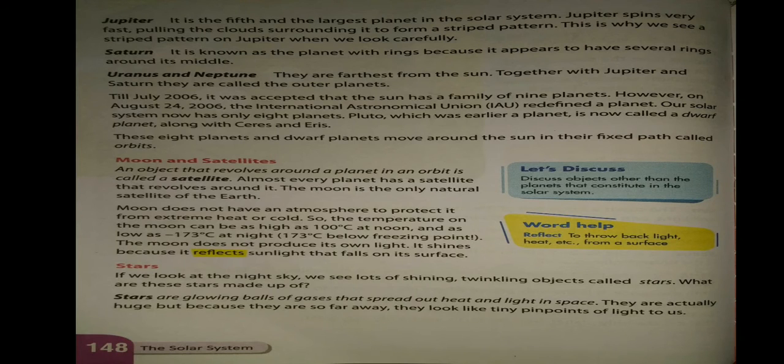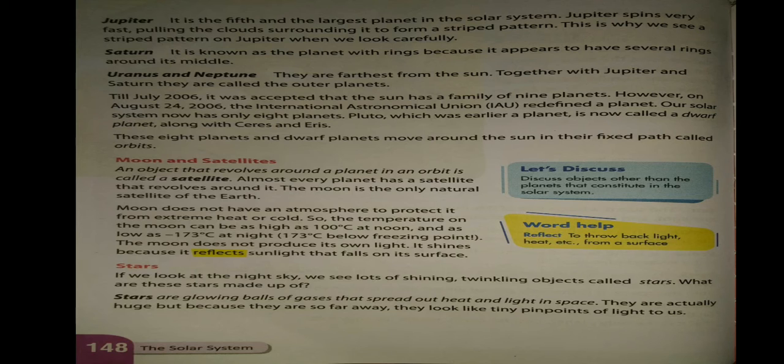Now, the fifth planet is Jupiter. It is the largest planet in the solar system, and it spins very fast, pulling the clouds surrounding it to form a striped pattern. This is why we see a striped pattern on Jupiter when we look carefully.